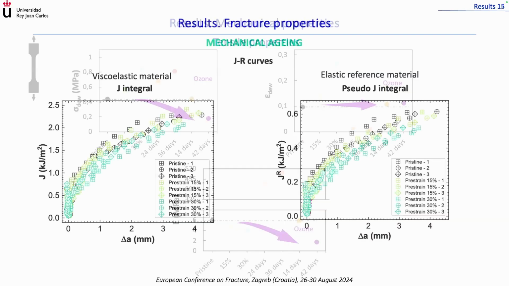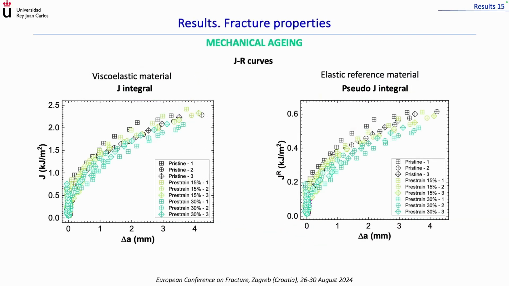Okay, I'm moving quickly to the fracture properties. First of all, the figures on the left refer to the viscoelastic material, the actual material, and the graphs on the right to the elastic reference material. This slide shows the fracture resistance curves in terms of the J integral for the mechanically aged specimens.